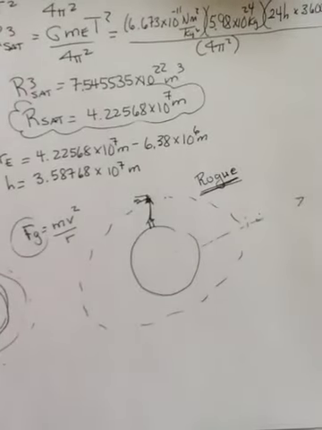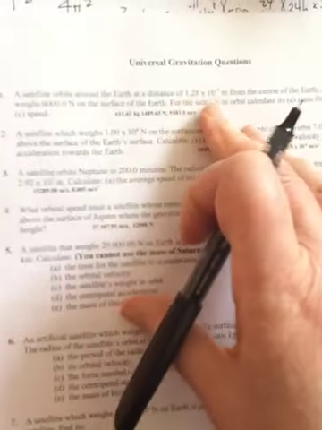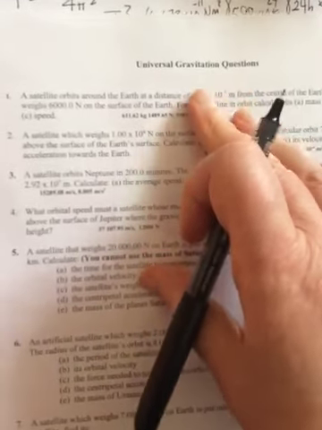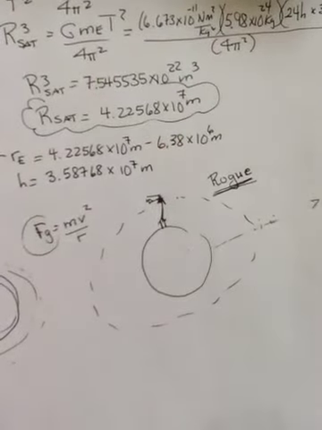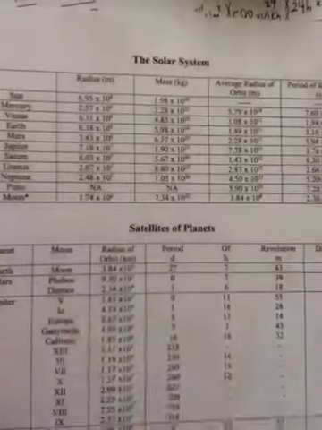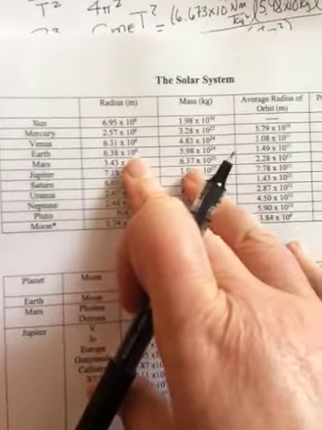All right, so I have some more questions for you because you need more practice. So it's a sheet, universal gravitational questions. I'd like you to do the first 5 for today. And the second sheet is a chart. Okay, and I just want to talk about the chart for a minute.